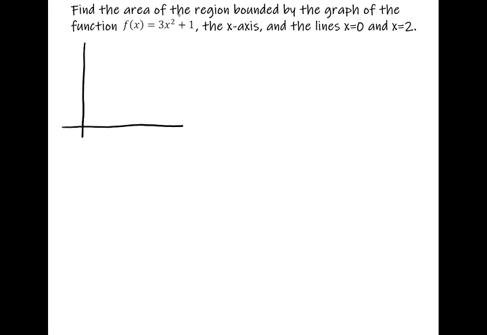We have the graph of 3x squared plus 1, which is a parabola. It looks something like this. It's shifted up 1. It's a little skinnier than x squared because of the 3 out front. We have the x-axis, which is here. We have the vertical lines, x equals 0 and x equals 2. So it looks like we have this area in here under the graph and between these two vertical lines. Okay, so we're looking for this area.